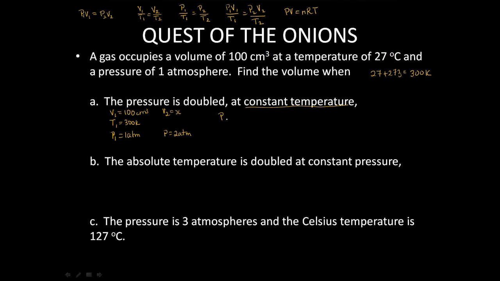So we have here, we can just look at P1 V1 equals P2 V2. And if we're solving for V2, we have P1 V1 over P2 equals V2. And that with substitution will give us 1 atm times 100 centimeters cubed over P2, which is 2 atmospheres. And that will give us 50 centimeters cubed.